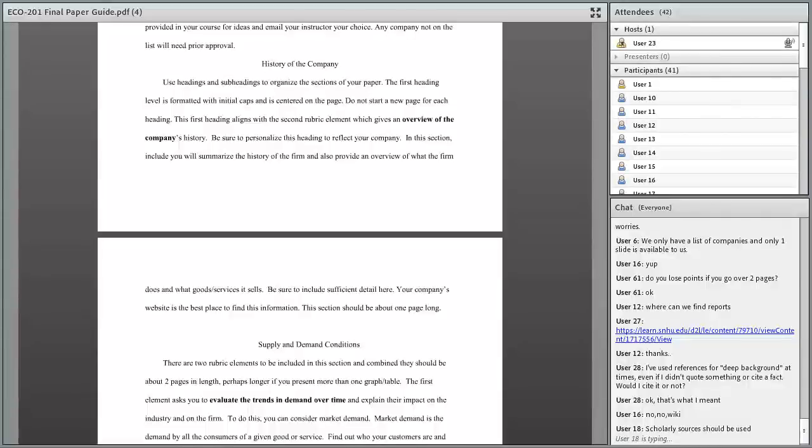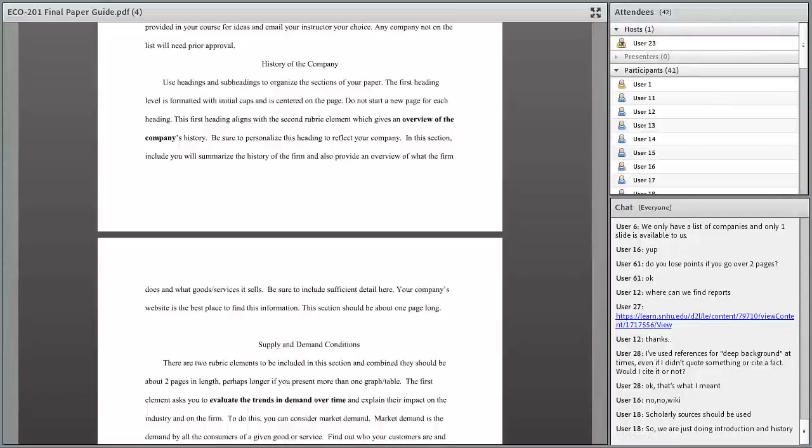It says here, be sure to personalize the heading to reflect your company. So like it says history of the company, you would write history of Green Mountain Coffee, for example. And in this section, you just summarize the history of your firm. As I said, in my experience, the best place has always been the About section of the firm.